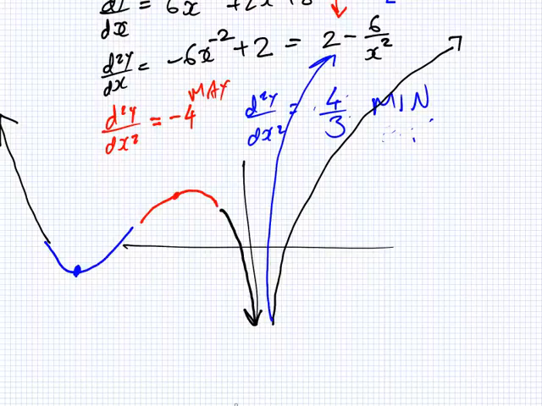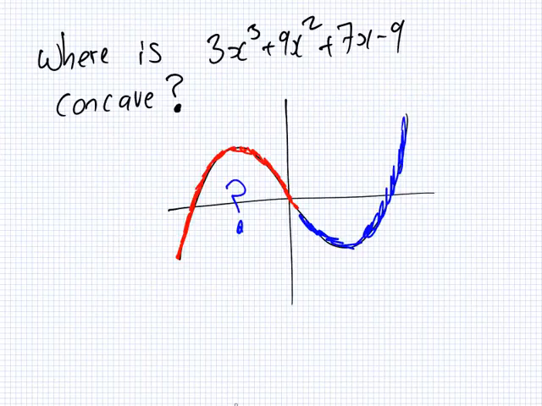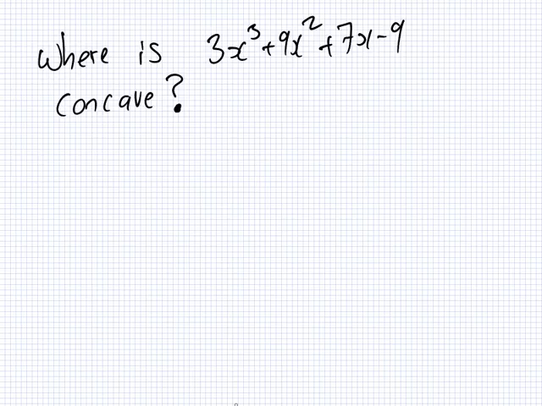Right, so any ideas on this one? How I could find the answer here? What I could do? Well, how do you know if something is concave? How do you know if it's a concave shape? The second derivative should be negative for a concave shape. So let's get the second derivative.